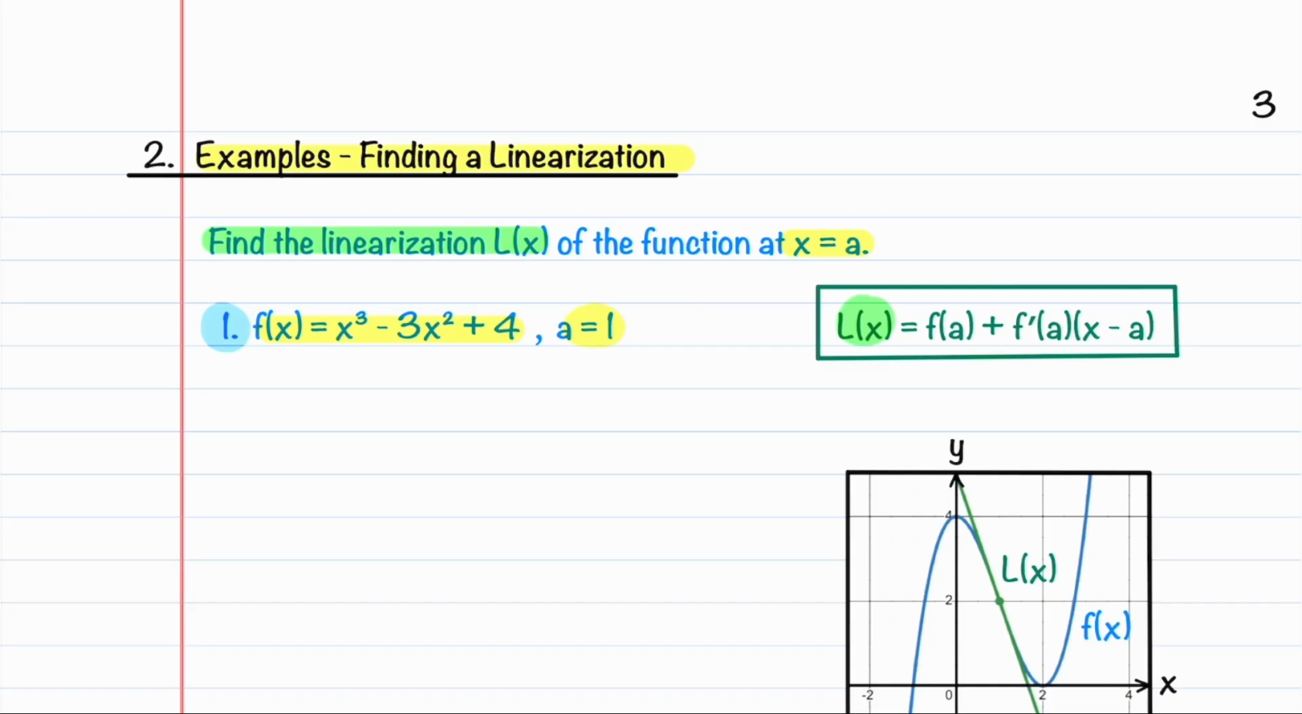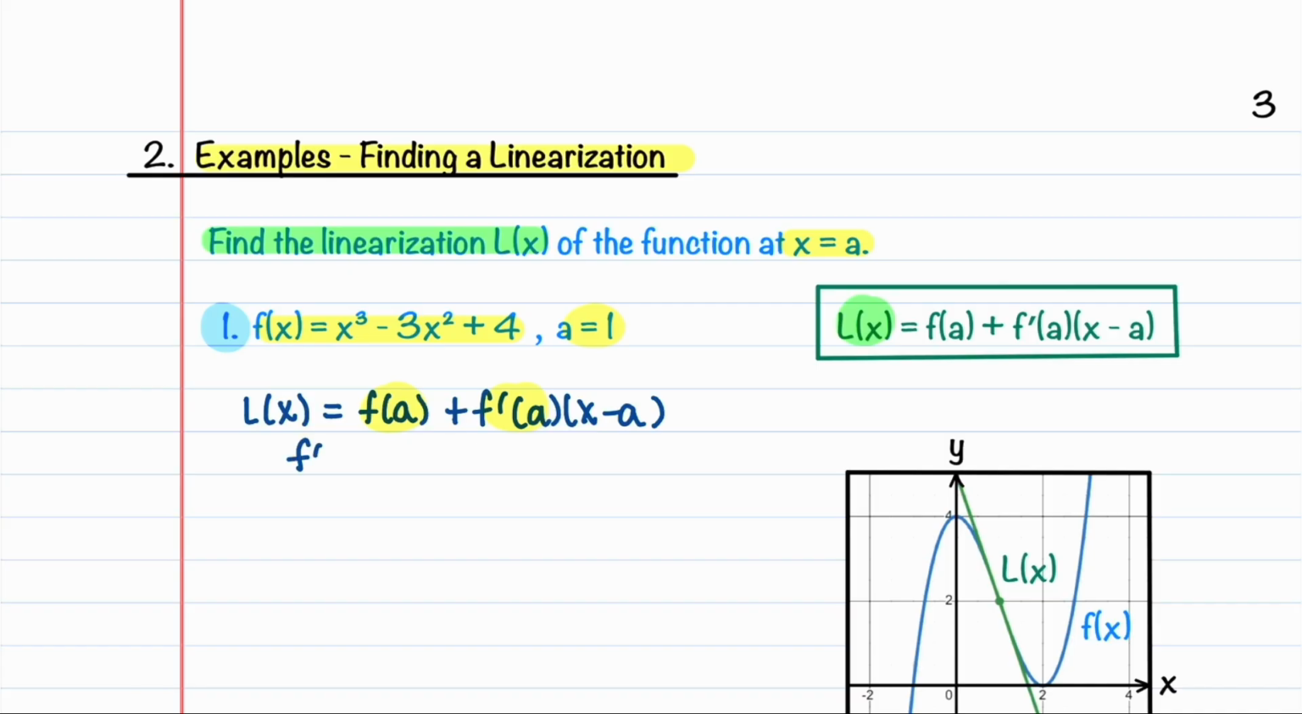So let's start with that. Let's go ahead and write down what that formula is. L of x is f of a plus f prime at a times x minus a. When you find a linearization, what you have to actually find is f of a and then f prime of a.